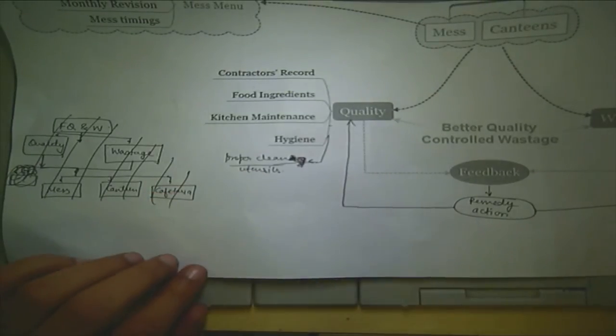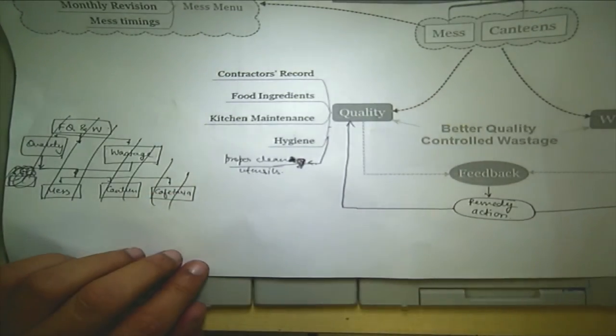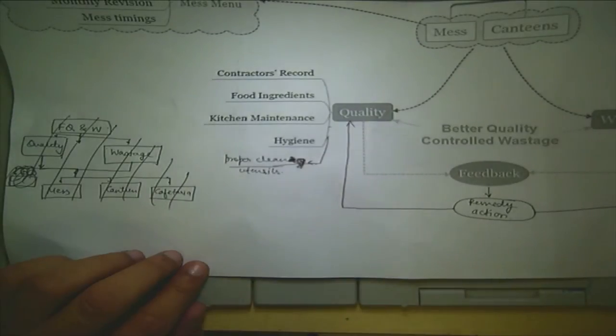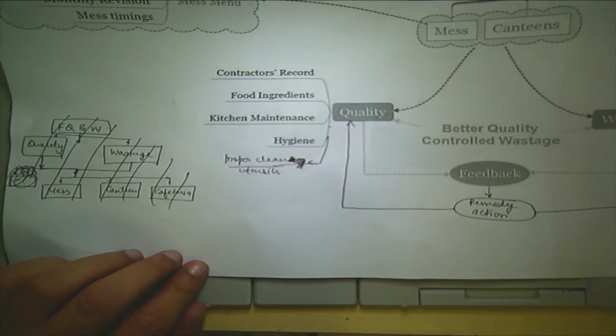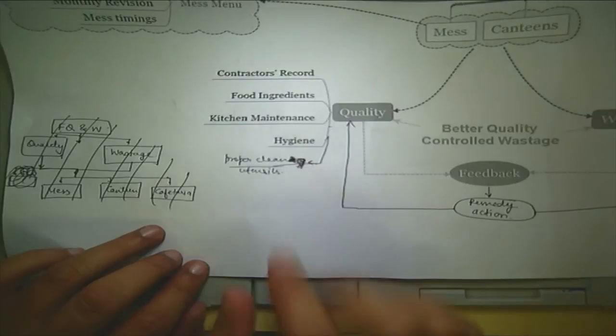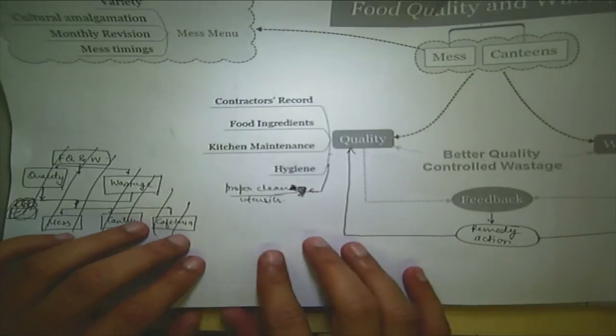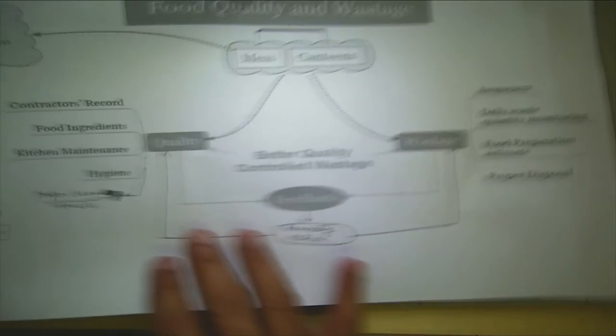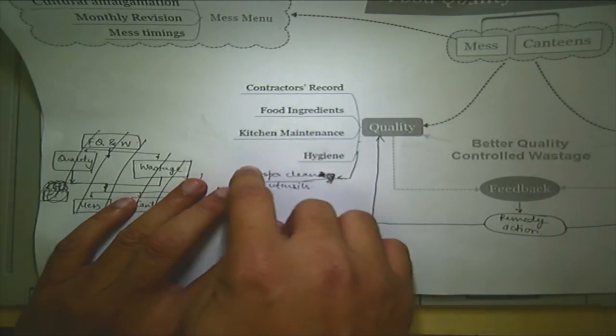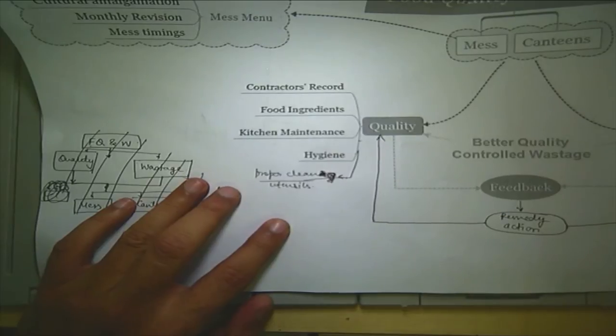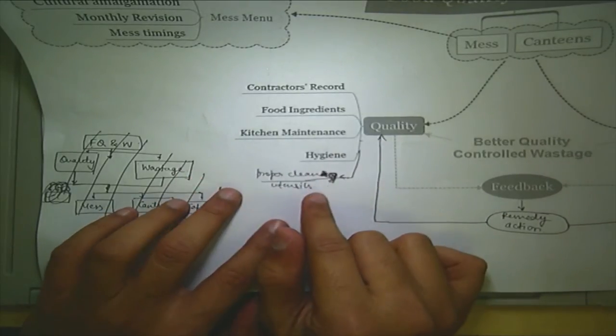So the hygiene of the kitchen as well as the hygiene of labor should be there. We have included that also, but not written. Within hygiene, all the things should be specified, the labor as well as the kitchen. Labor should also be hygienic, because it affects the quality of the food.